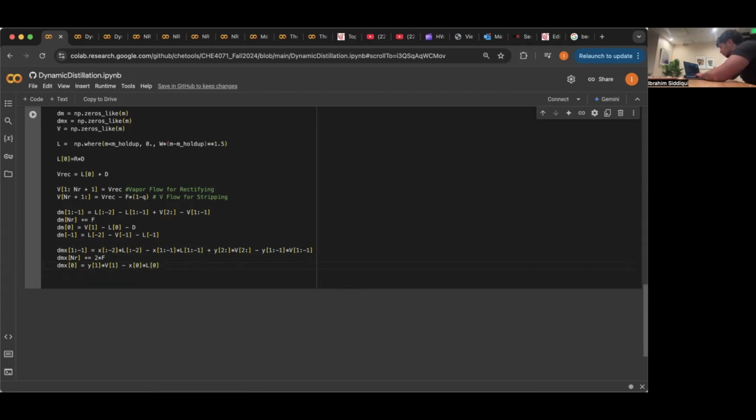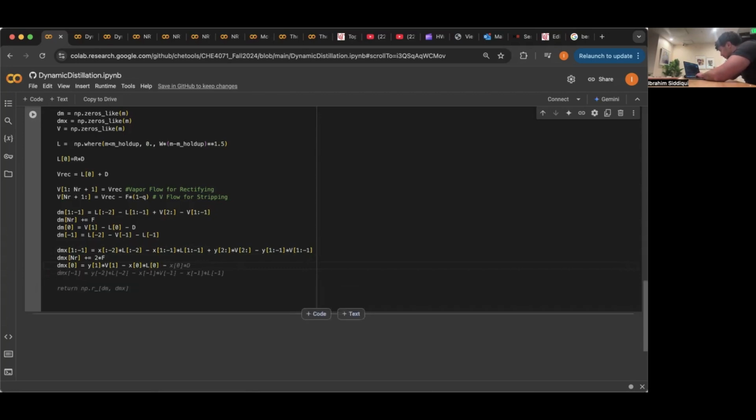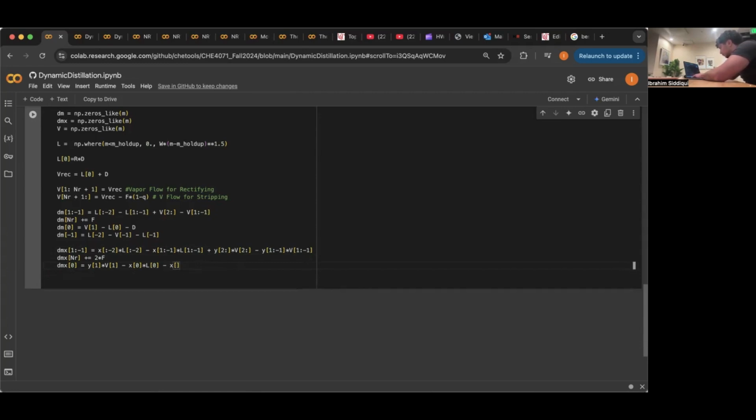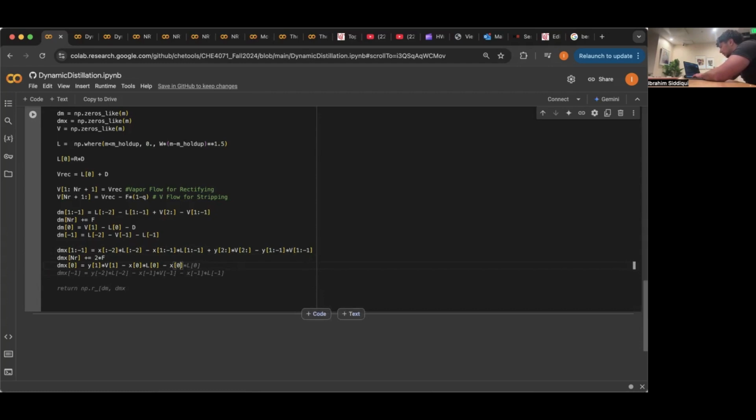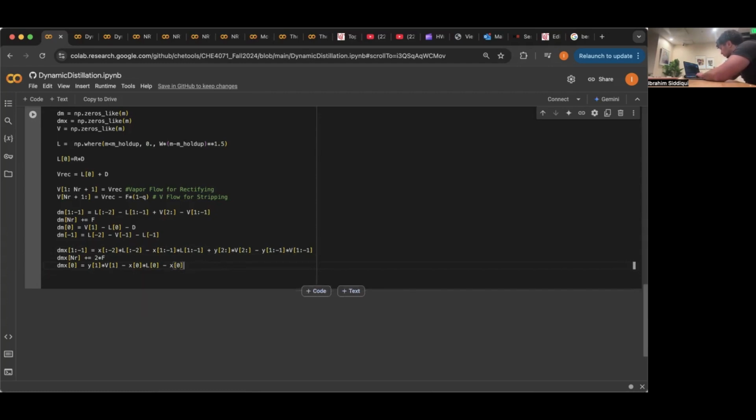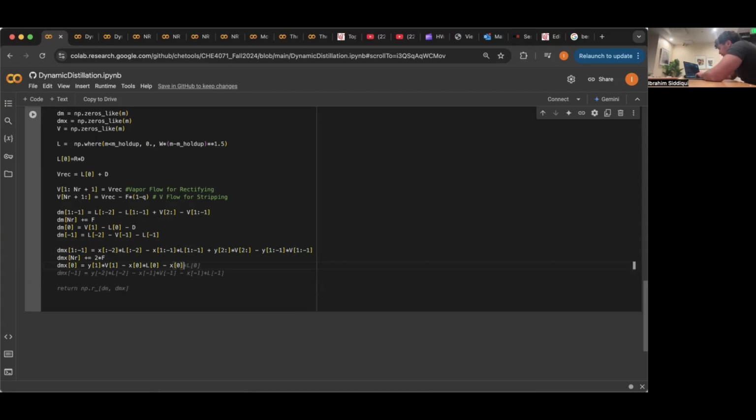Okay, so that looks good. And then we're going to be subtracting this by our x at our value of 0. Again, we're looking at DMX at 0, the change of our liquid composition. And then x at 0 will be multiplied by our distillate. We can go ahead and multiply that by our distillate.